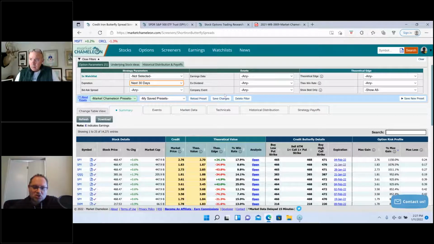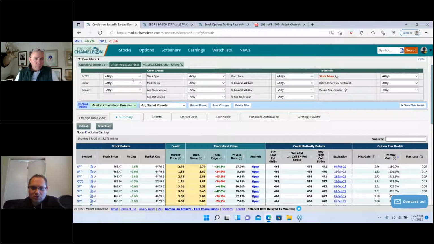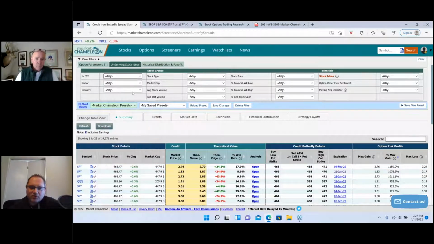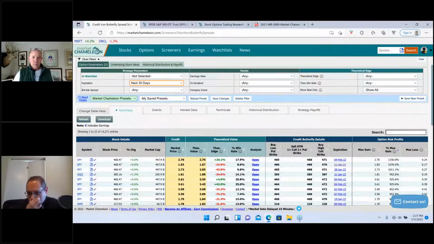If you want to just screen, you've got other ideas over here you could screen with. If you want to look for stocks only, S&P 500, Dow Jones, and so forth, you could narrow them down further that way. But for now, I'm just going to keep all of them in there and use some of the other filters. So here, let's first set one with theoretical edge.